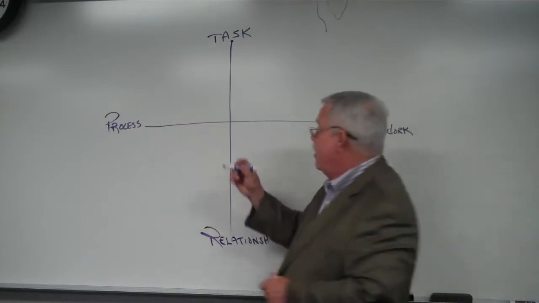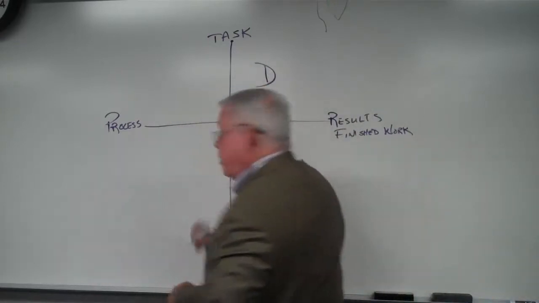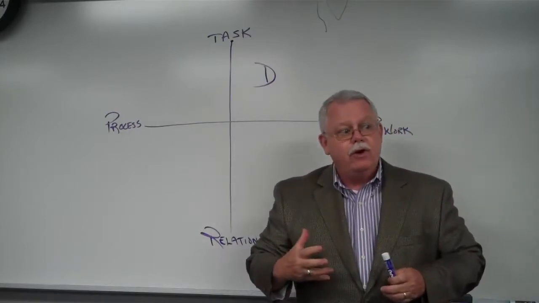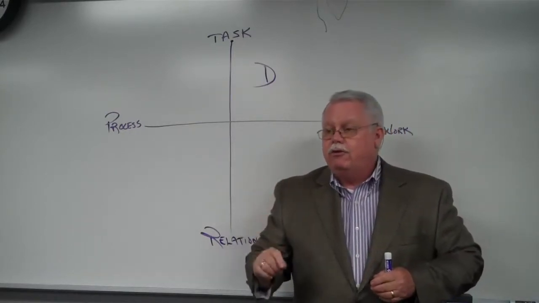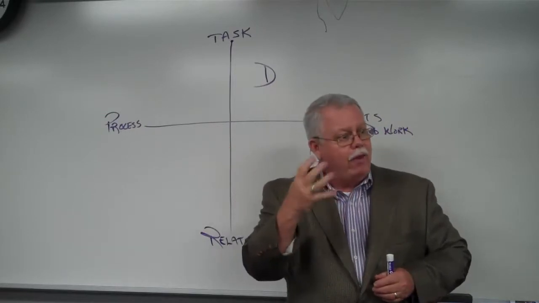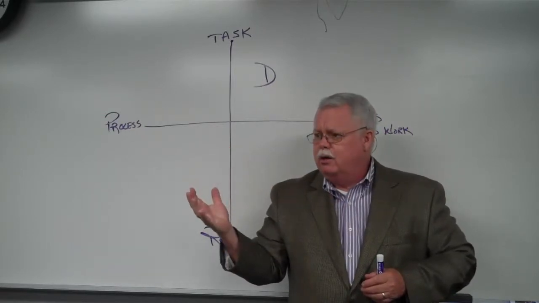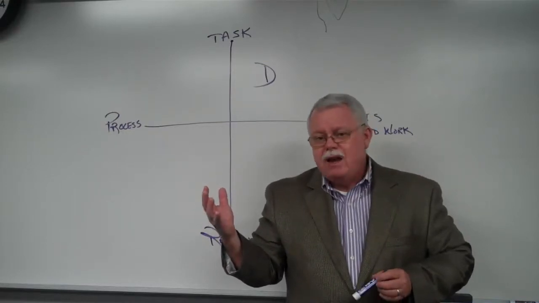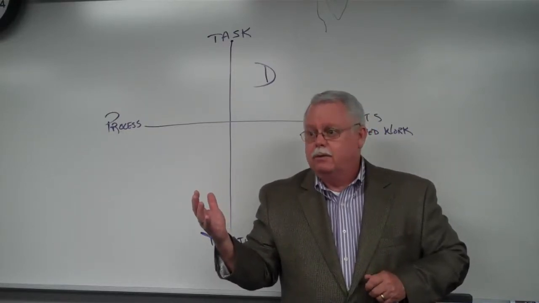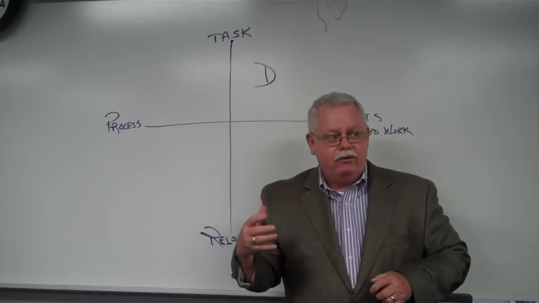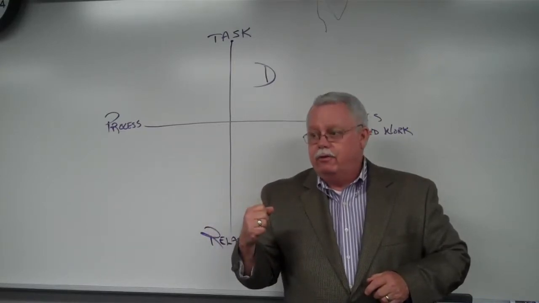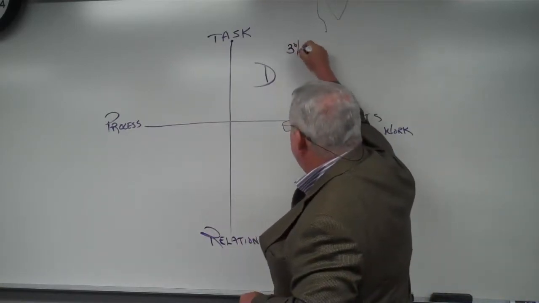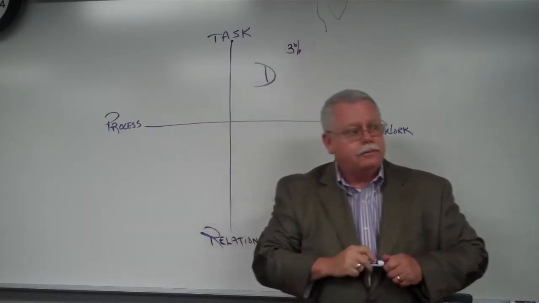The D personality is this quadrant up here. If you're a strong D personality, you are typically very focused on getting results. You measure yourself and others by what they can do or have done. Talk doesn't carry much weight. If you can't do it, it don't count. D personalities, we call them the drivers. In the general population, around 3% of the population is D personalities.